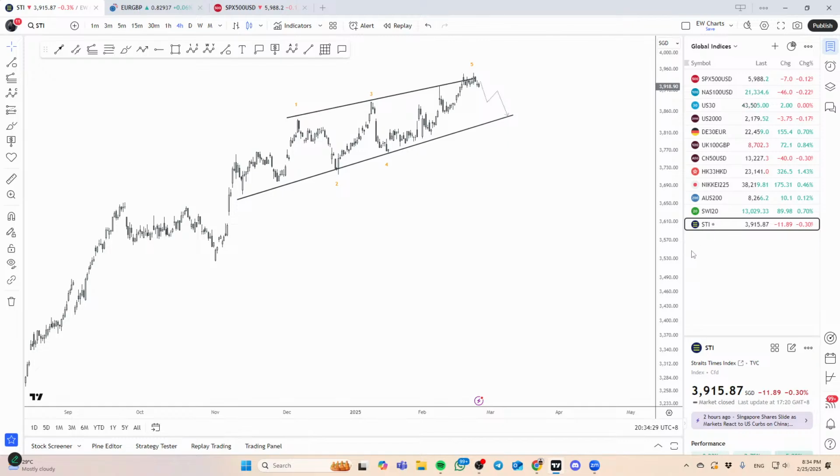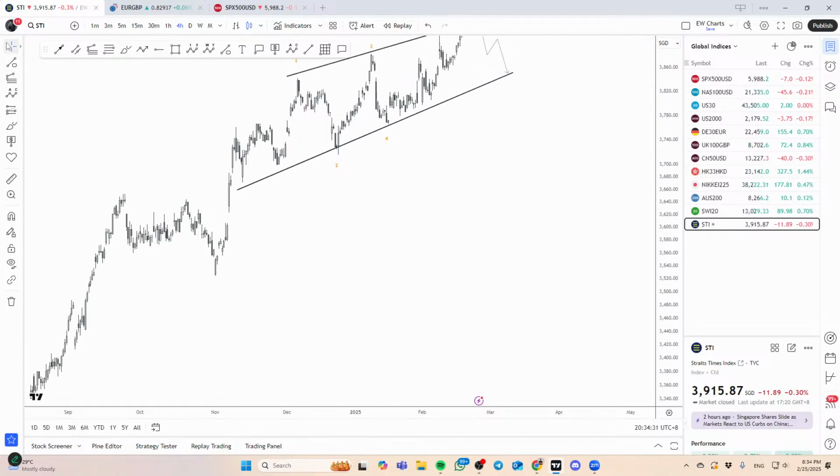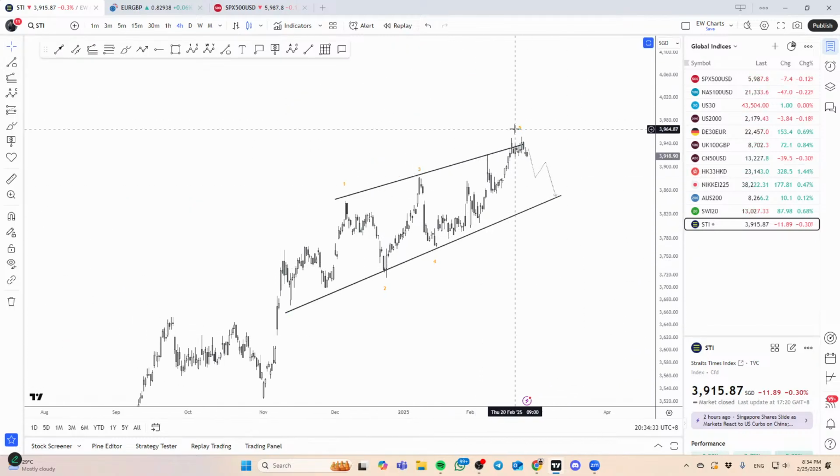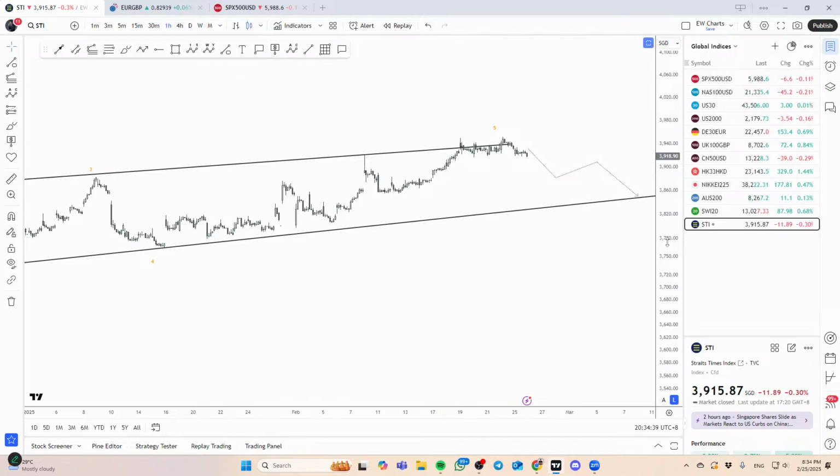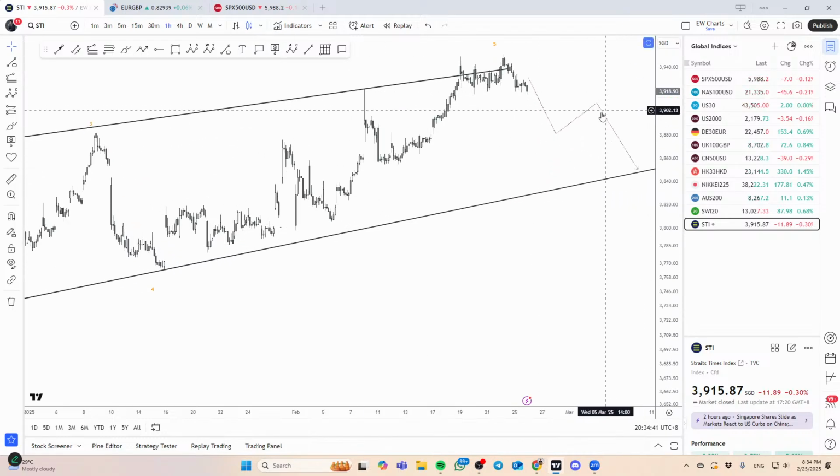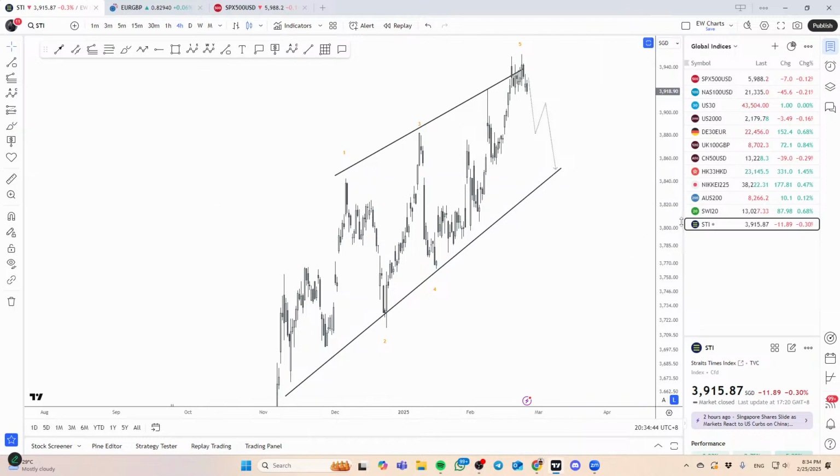Cool. Other than that, in terms of indices, nothing really stands out. This is to me a little bit too small to really even consider, right? It's not there yet. In terms of indices, I think the ones worth paying a little bit more attention to are the Dow Jones as well as the A50.